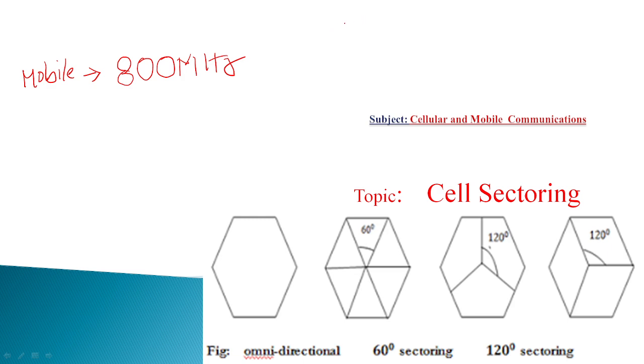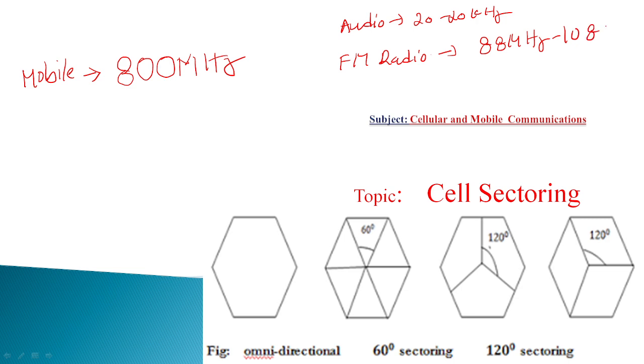Even if we go for general communication, we know that the audio signal frequency range is 20 Hz to 20 kilohertz. And the FM radio broadcasting frequency range is 88 megahertz to 108 megahertz. So these are the different frequency ranges. We know that above 800 megahertz, signals are generally used to transmit mobile communication signals.